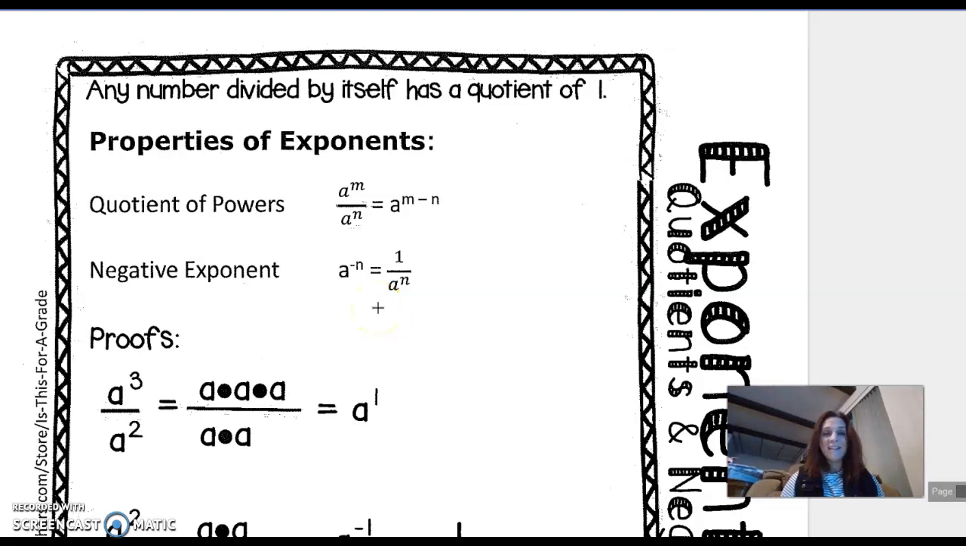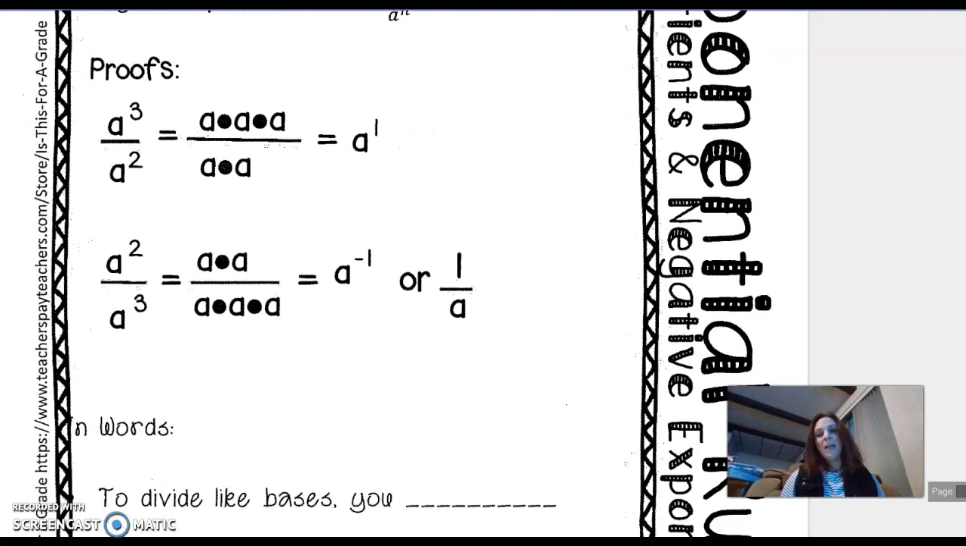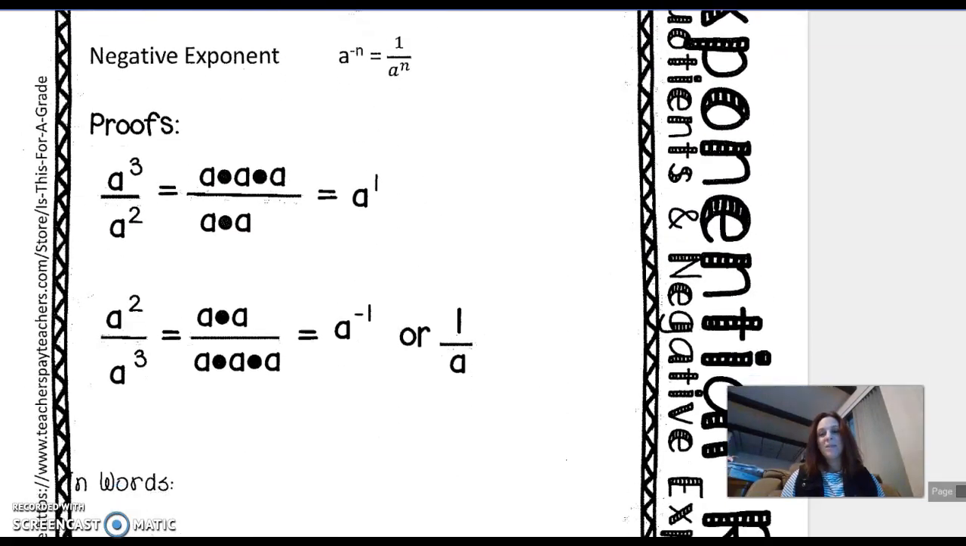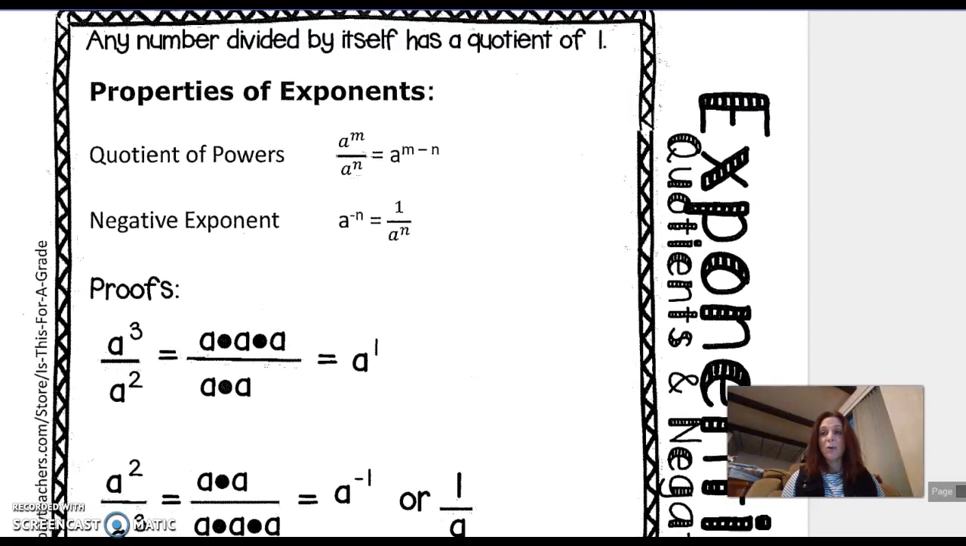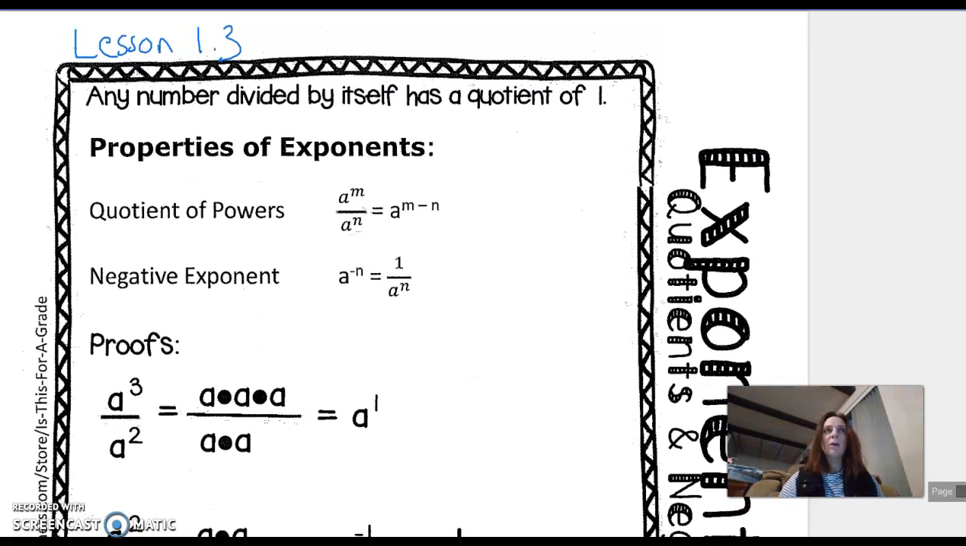Hi guys, this is actually lesson 1.3. Sorry, I didn't have that on the last one. But if you can see down the side here, we're doing exponents and negative exponents. I'm sorry, quotients and negative exponents. And this week we're working on rules of exponents.